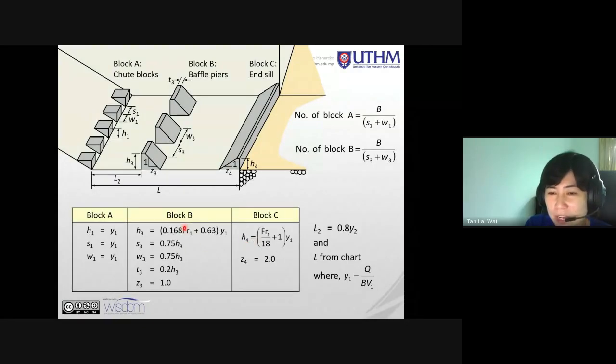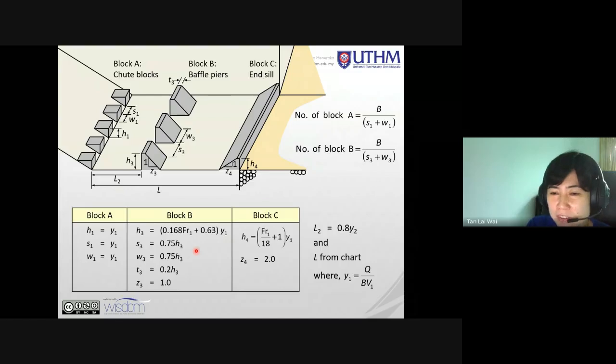So far, I've described how we are going to design for block B. Now let's look at this end sill here, which is also known as block C. The height H4 is Froude number divided by 18 plus 1 times Y1, and Z4 would be 2. Here's the thing, if you get your Y1 incorrect, all the answers would be incorrect. So be careful.